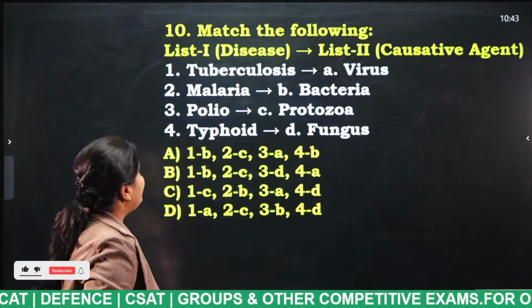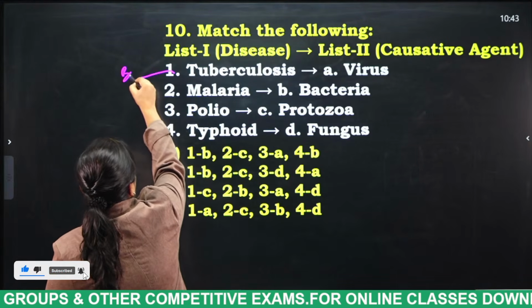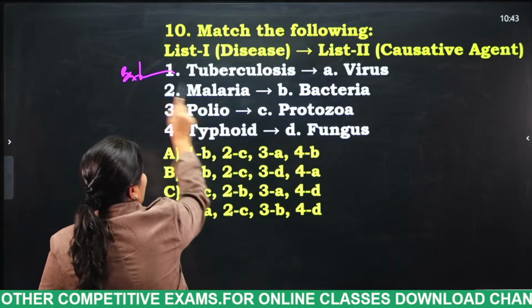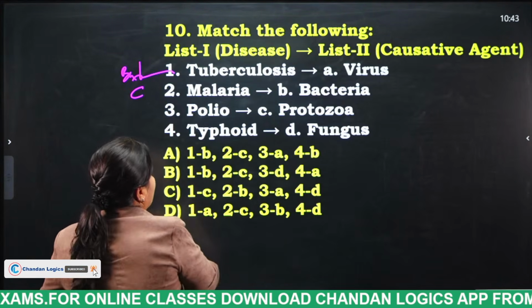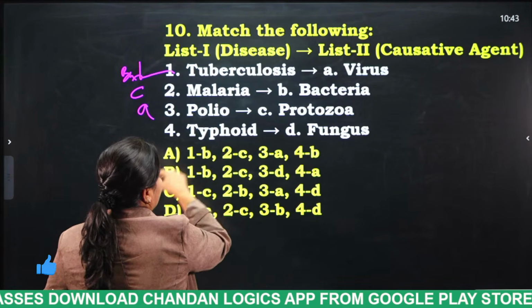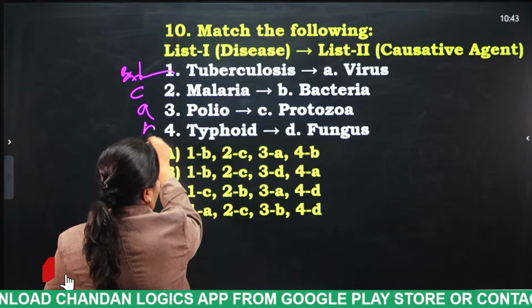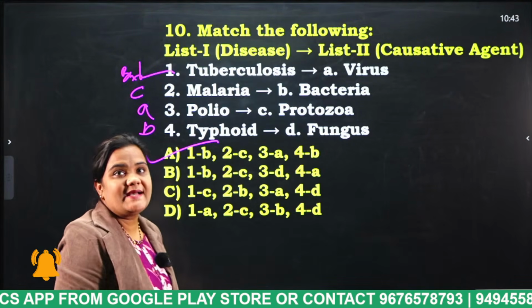Yes, very good students. Tuberculosis, we all know it is due to bacteria infection. Okay, so this is B. Malaria, yesterday only we have learnt about this malaria, it is due to protozoa. And polio, it is due to virus. Typhoid is also due to bacteria. So B, C, A, B, option A is the correct answer.